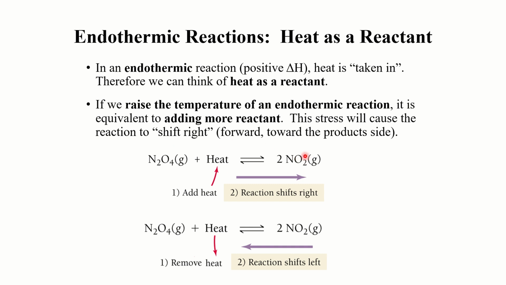So again, if you have an endothermic reaction, think of the heat as a reactant. If we raise the temperature, we are effectively adding more heat, which means we are adding more reactant, and so the reaction would shift right in response. If we were to decrease the temperature, this is effectively removing heat. This is like removing a reactant, and so if you're removing a reactant, you're removing something from the left side. The reaction is going to shift left in response.